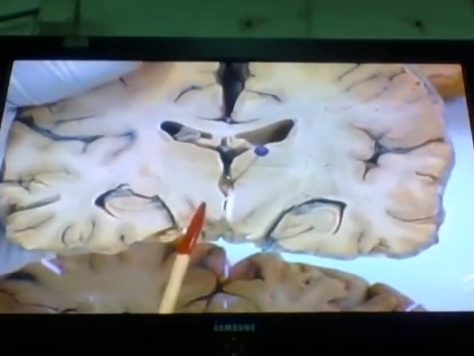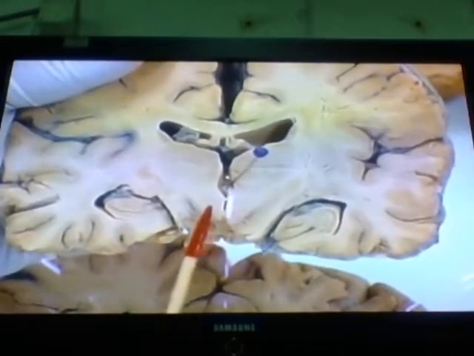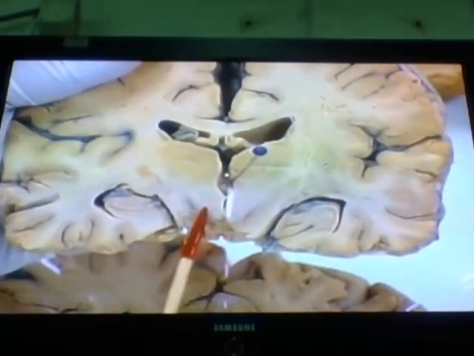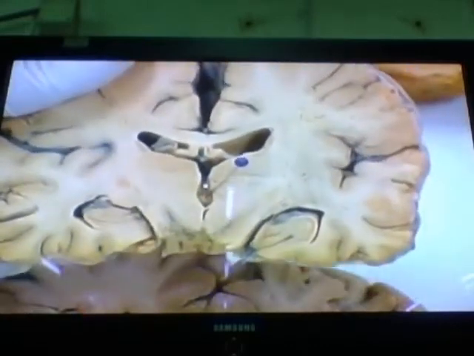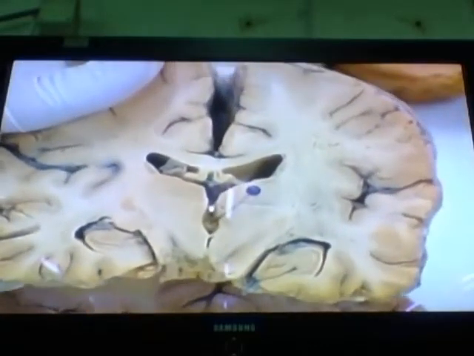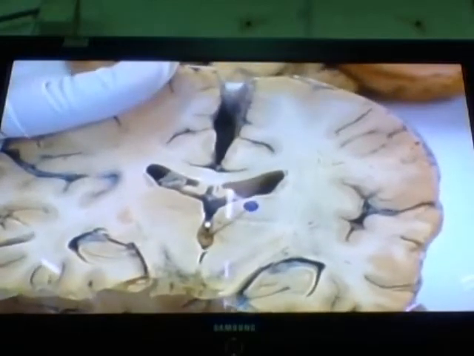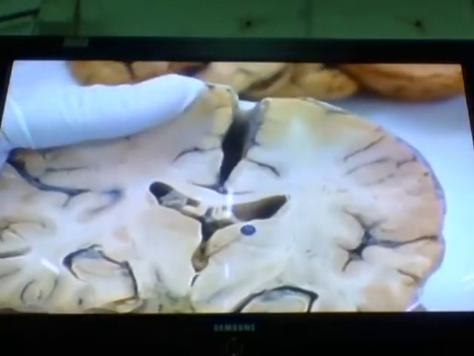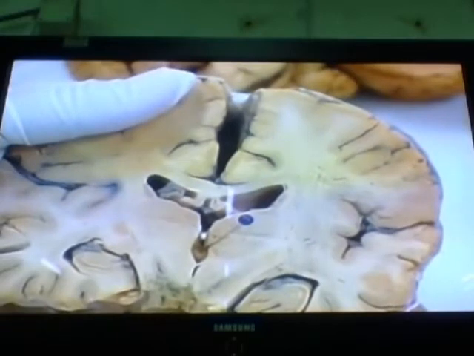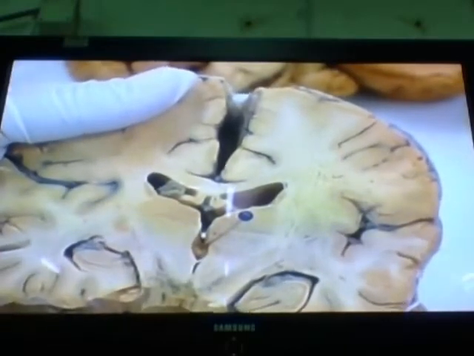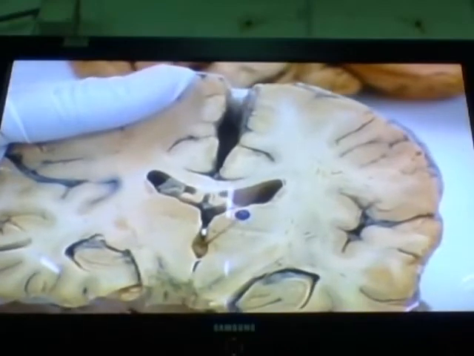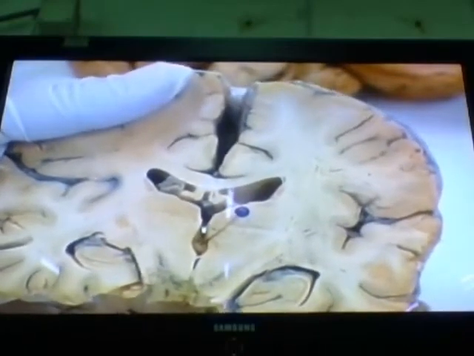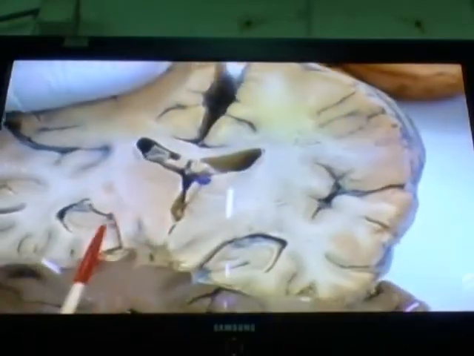Pretectal nuclei. There are the red nuclei right here. Let's review quickly afferents and efferents to the red nuclei. What's the major efferent? What's the major afferent to the red nucleus? Very good, from the interposed nucleus. So it's a part of paleocerebellar function.